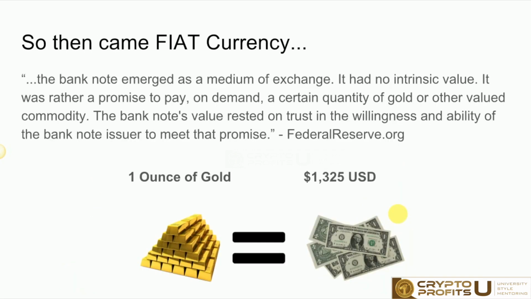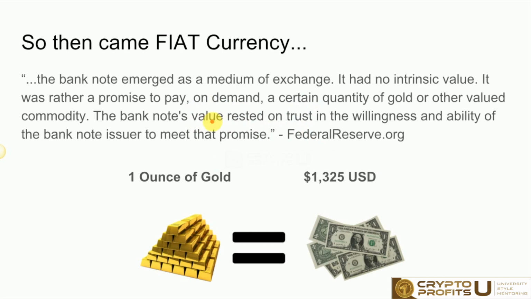So then came fiat currency. So this is a quote from the federalreserve.org, and it's about the USD. So real quick, fiat currency is just a currency that is backed by government. And here the Federal Reserve said, the banknote emerged as a medium of exchange. It had no intrinsic value. It was rather a promise to pay on demand a certain quantity of gold or other valued commodity. The banknote's value rested on trust in the willingness and ability of the banknote issuer to meet that promise. So again, this is literally all about trust and promise, and that's how it gets its value.